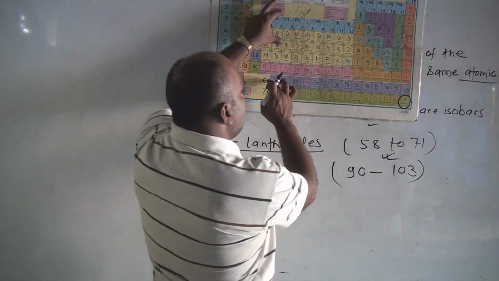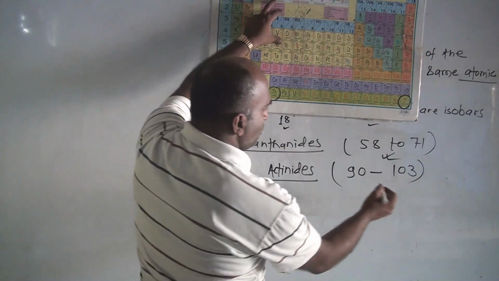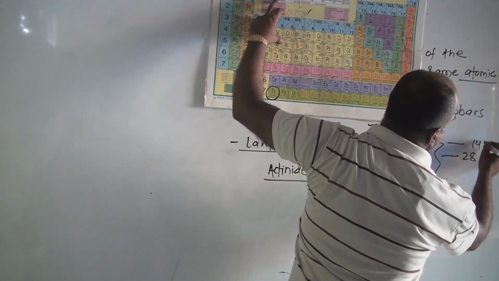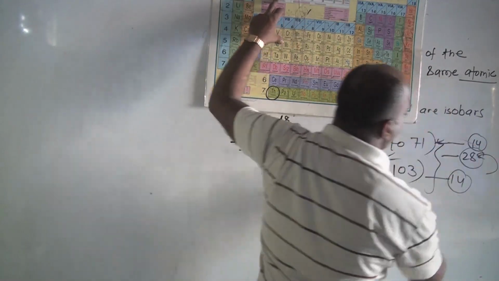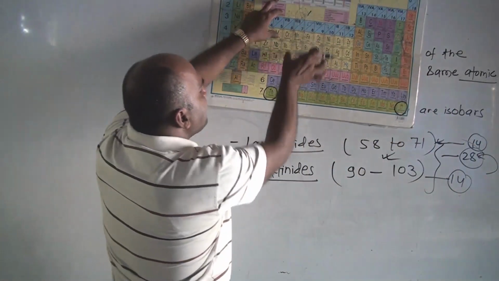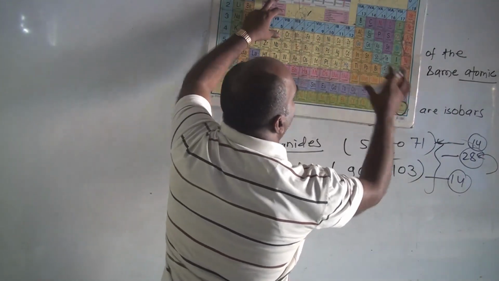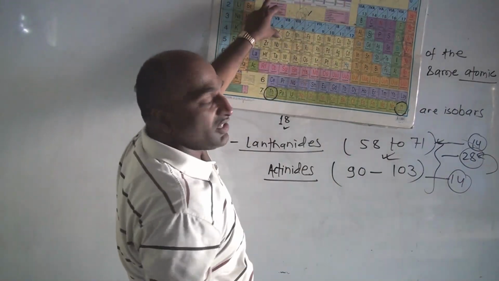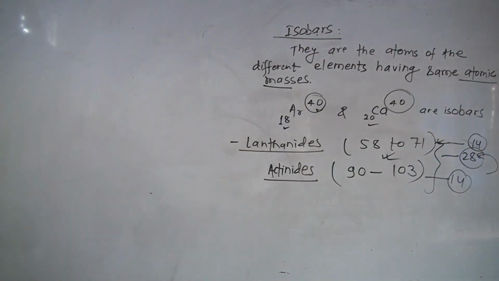So total lanthanides and actinides will be 28, means 14 lanthanides and 14 actinides. So total will be 28. These lanthanides and actinides are kept at the bottom of the main body of the periodic table in the modern periodic table.